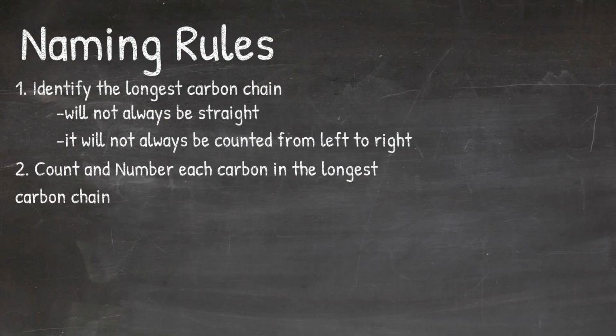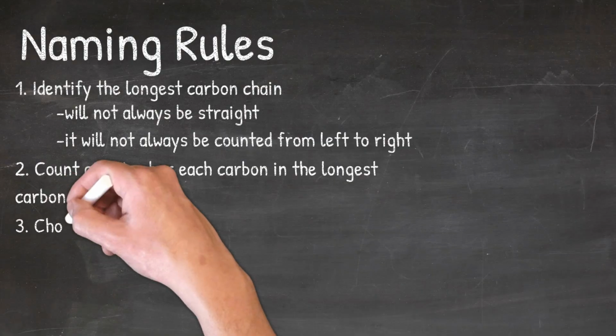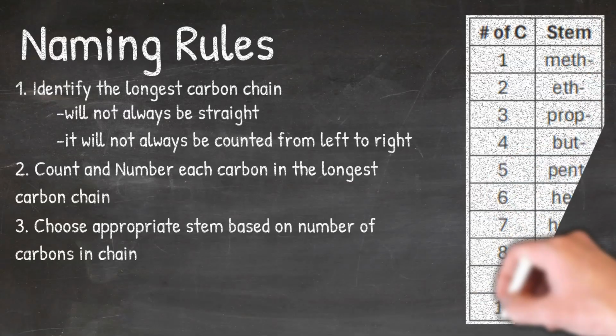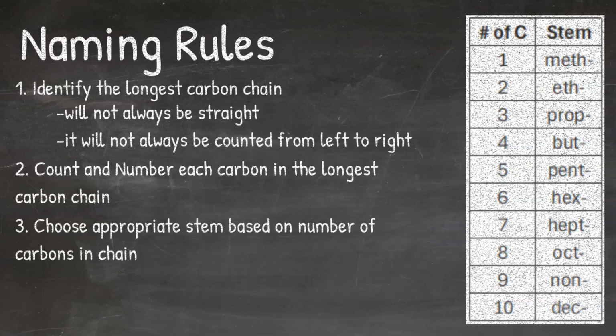Once we count and label the longest carbon chain, we will then use a specific stem that is related to the number of carbons in the chain. Here's a list of the stems we will use if we had an organic molecule with a carbon chain that contained anywhere from 1 to 10 carbons. As you can see, for 1 carbon, we would use meth. For 2 carbons, we would use eth, and so on, all the way up to 10 carbons, where we would use the stem dec. These are the same stems that we use when naming alkanes and all other organic structures, so it is a good idea to memorize these.